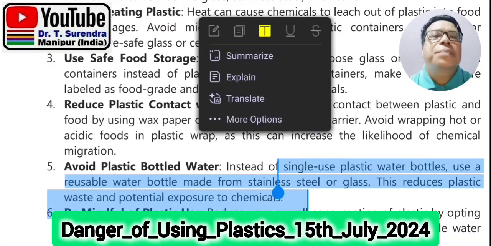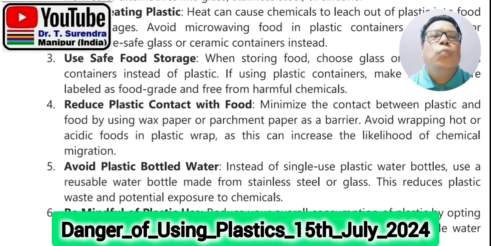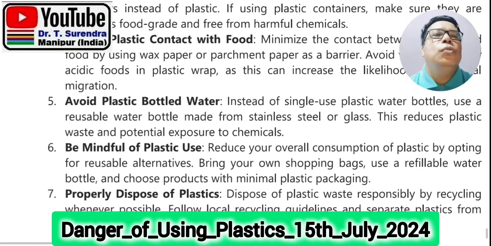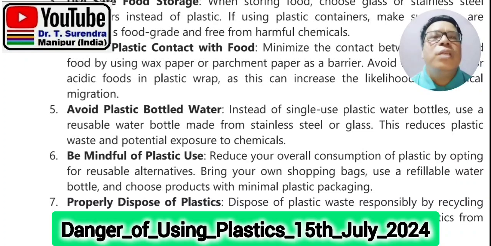Avoid plastic bottles. Instead of single-use plastic bottles, use reusable water bottles made from stainless steel or glass. This reduces plastic waste and potential exposure to chemicals. Be mindful of using plastics. Reduce overall consumption of plastic by opting for reusable alternatives. Bring your own shopping bags and water bottle, and choose products with minimal plastic packaging.